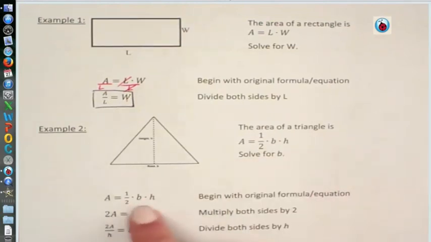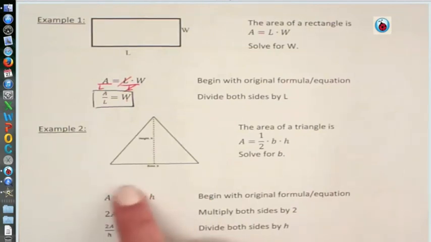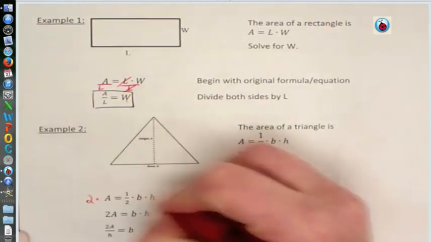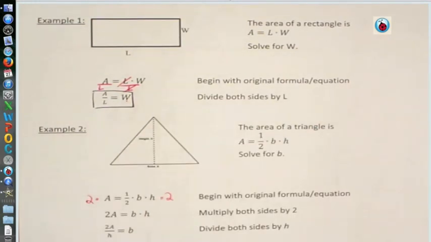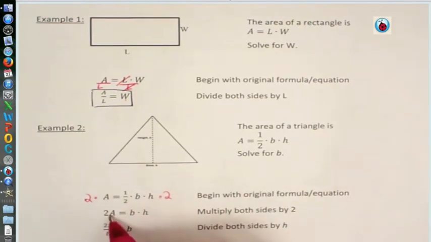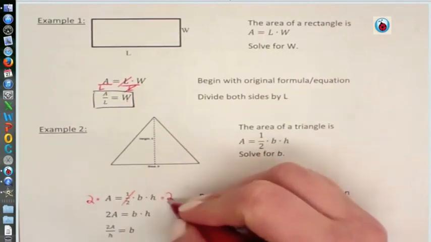We're going to begin with the original formula, the original equation. There's two things I need to get rid of. I need to get rid of 1/2. I need to get rid of the height. I'll start with 1/2. I can get rid of multiplying by 1/2 if I multiply both sides by 2. So on the left I have 2 times A, that's fine. On the right, 1/2 times 2 cancels.